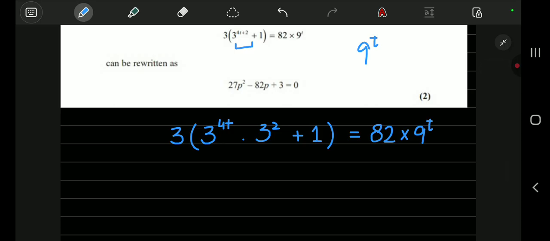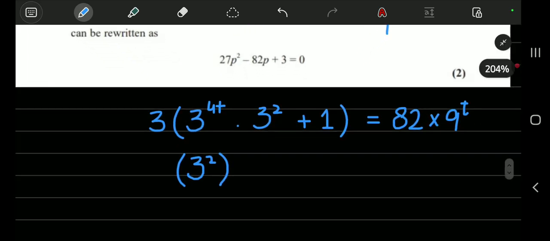So how can we make this 3 into 9? That's the question, because we have 9 to the power t equals p. 3 squared is 9. So let's take it to be 3 squared, and what will be the power that is left behind? That will be 2t.